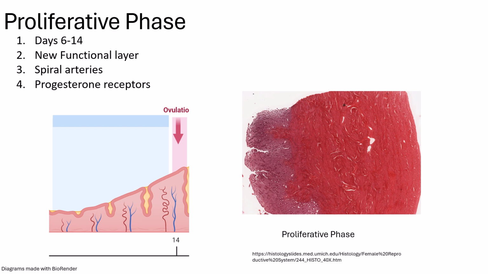The major event is to reestablish the functional zone lost during menstruation via mitosis. The word proliferation is often used to refer to cells that are doing lots of mitosis. Blood vessels grow back into the functional zone, creating those coiled arteries, and endometrial glands appear, which produce a very thick mucus containing the starch glycogen.